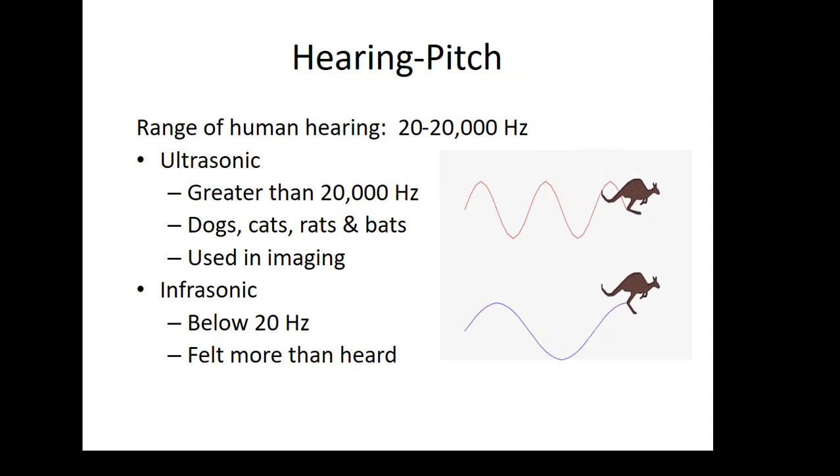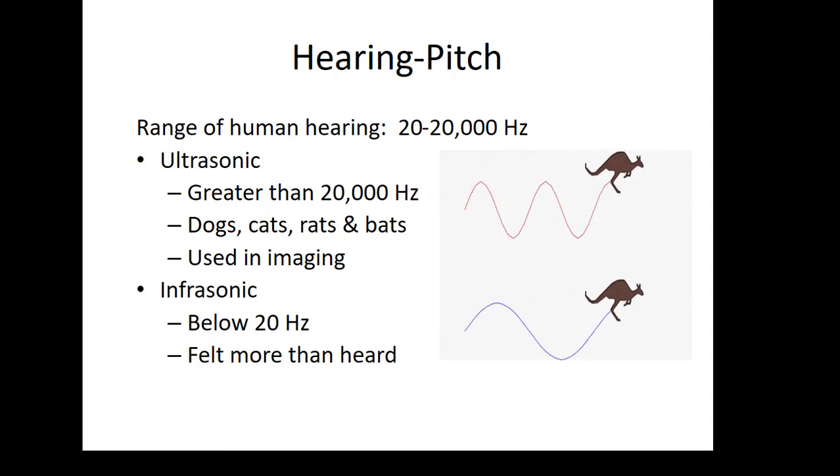When we hear sound, we call that pitch. Pitch is the frequency of a sound wave. You can see the two kangaroos hopping there on the right. The kangaroo on the top is hopping at a higher frequency, so if we were listening to that wave, it would have a higher pitch. Whereas the kangaroo on the bottom is hopping at a slower frequency, and it would have a lower pitch. So humans can hear between 20 to 20,000 hertz. That's our normal range of hearing.